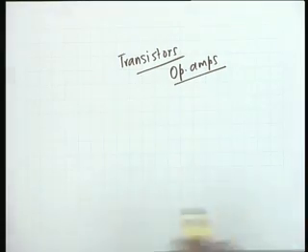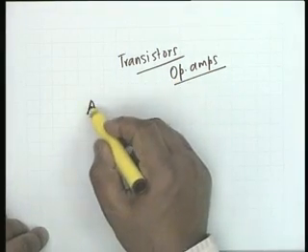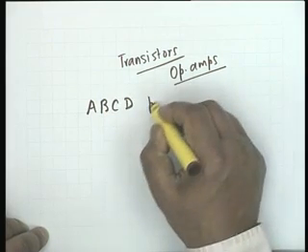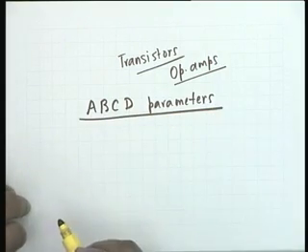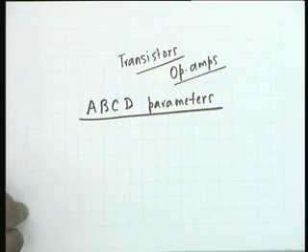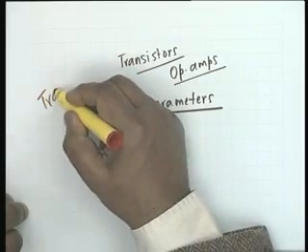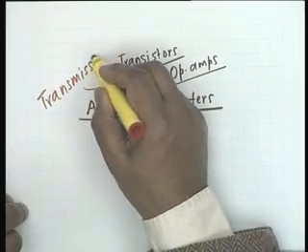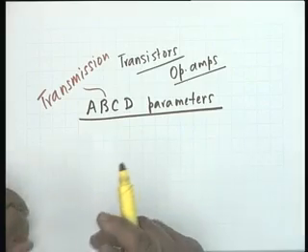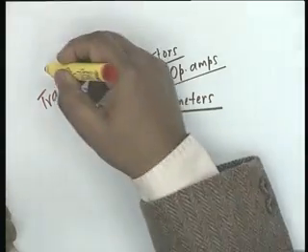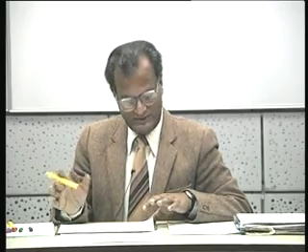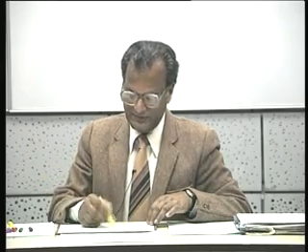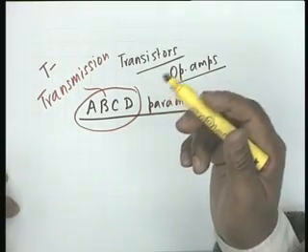Our next concern is the ABCD parameters, and we shall have very interesting examples of ABCD parameters also. ABCD parameters, as you know, are also known as transmission parameters, and why they are called transmission parameters shall be obvious. They are also sometimes called T parameters, capital T. We do not use a small t because small t we reserve for time.